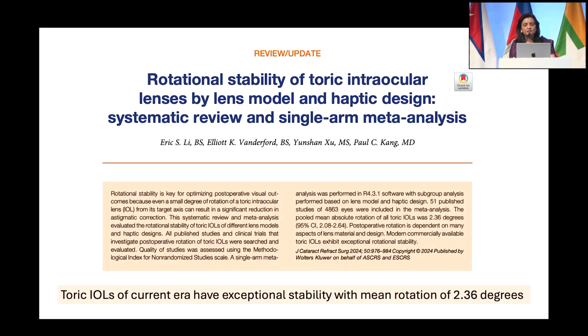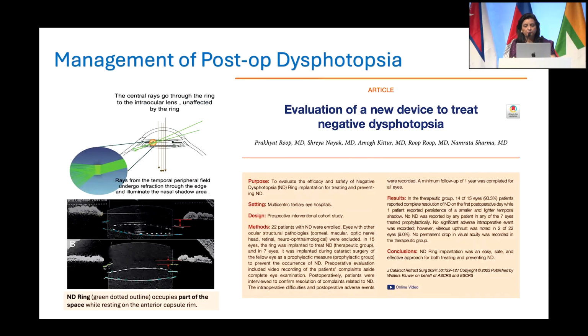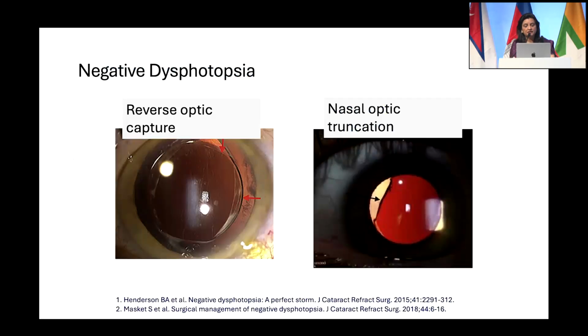Rotational stability of the toric intraocular lens, like I said earlier, and this is again a meta-analysis which shows that toric IOLs of the current era have exceptional stability with a mean rotation of only 2.36 degrees, and the materials and the methodology for making them is getting only better. Another problem could be post-op dysphotopsia, and Dr. Prakhyat Roop has described a new device to treat this negative dysphotopsia, and this paper is again published.